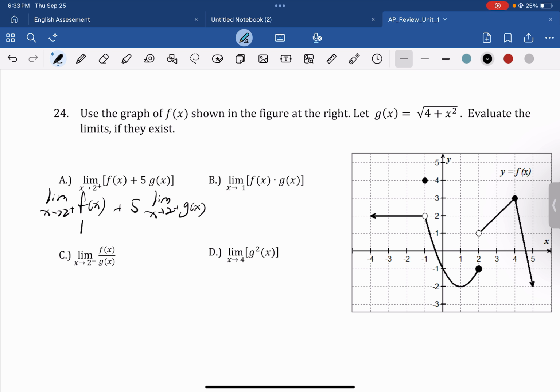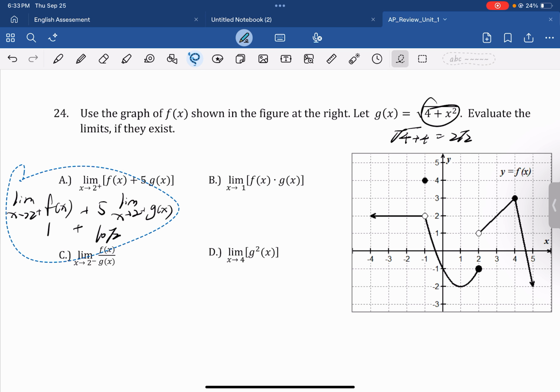the limit as x goes to 2 from the right-hand side of g of x, times 5. So we plug 2 into this function, so we got the square root of 4 plus 4, which is the square root of 8, which is 2 root 2. So for this one, we got 1 plus 10 root 2. Right, for this one.